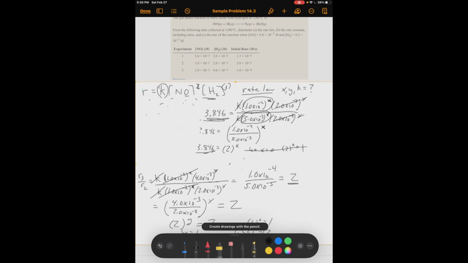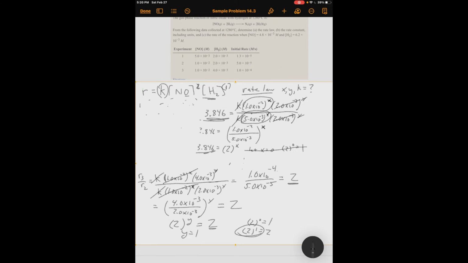Okay, how do we figure out what k is? Well, we know the exponents. X is 2 and y is 1. That makes it easier. So now what I'm going to do is I'm just going to say experiment 1. You could do any of these experiments. I'm just going to pick one. Technically, we would do them all and then take the average, but I'm just going to take one of them because this is just a homework problem. It's not a real experiment you're doing in the laboratory that you're publishing an article in.